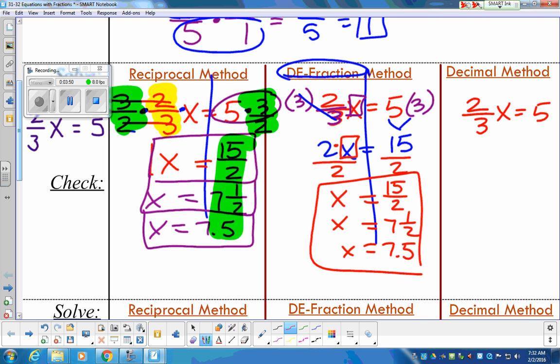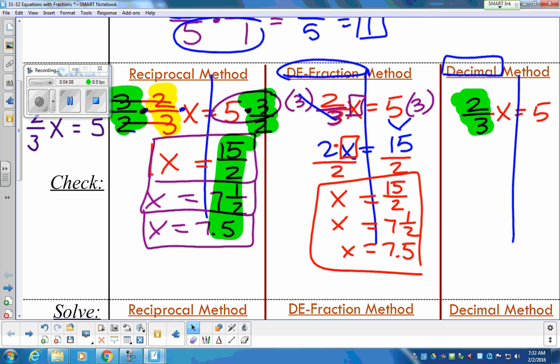Okay, moving on to the last method. The last method is called decimal method. The tricky part about the decimal method is that we will have to round a lot of our answers. We have 2/3 x equals 5. What we'll do is we'll take this fraction 2/3, throw it in our calculator. 2 divide 3. Go ahead and type that in. 2 divided by 3. We're going to turn that into a decimal. This is called the decimal method.